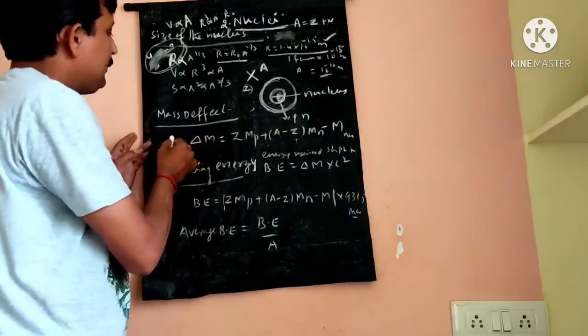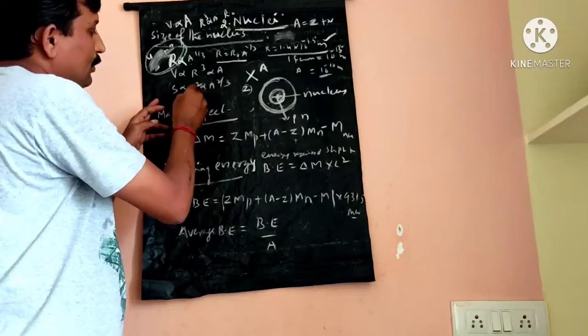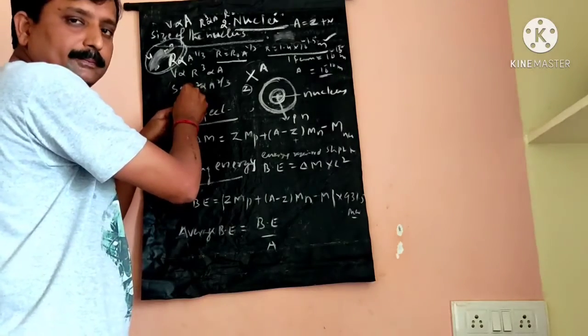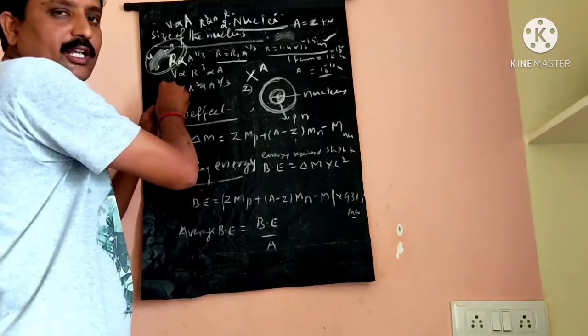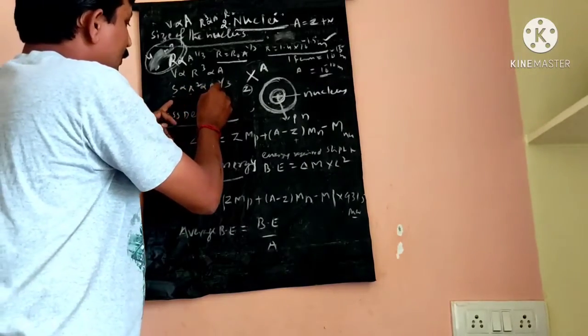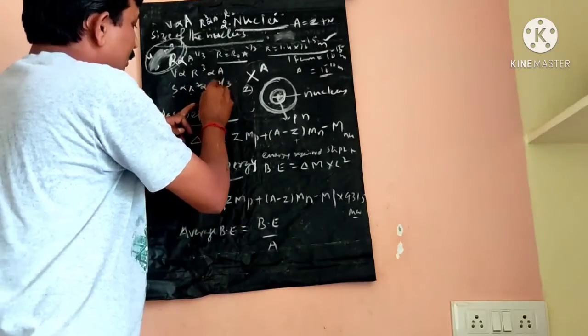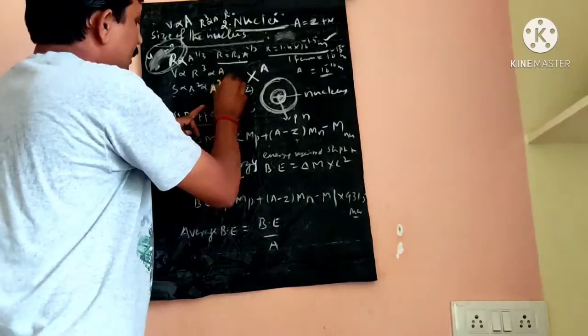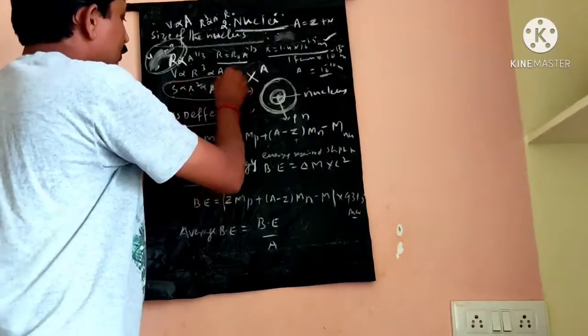And one more thing. The surface area of the nucleus is directly proportional to the mass number to the power 2 by 3.